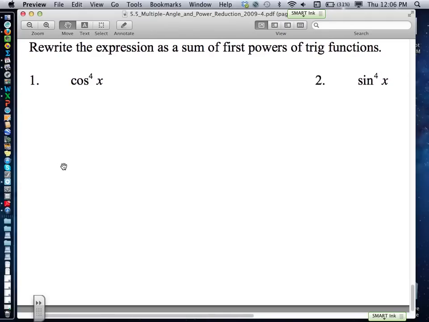So my first villain is cosine to the 4th. So we want to employ our superpowers, and we're going to write this as cosine squared times cosine squared, only because we have a power reduction formula that we can use for cosine squared, but I don't have one for cosine of the 4th. I just have a power reduction for cosine squared. All right, so let's make the substitution.